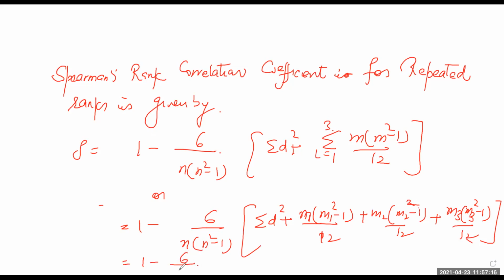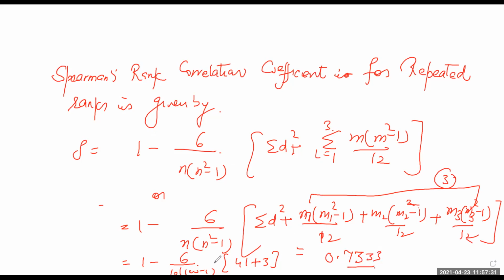So you will put the value here: 1 minus 6. How many values do you have? 10 observations. 10 minus 1, summation of d square 41, and all the values you just calculated, that is 3, and the final answer comes out to be 0.733. So this is a kind of positive correlation, right? I hope the point is clear to all of you.